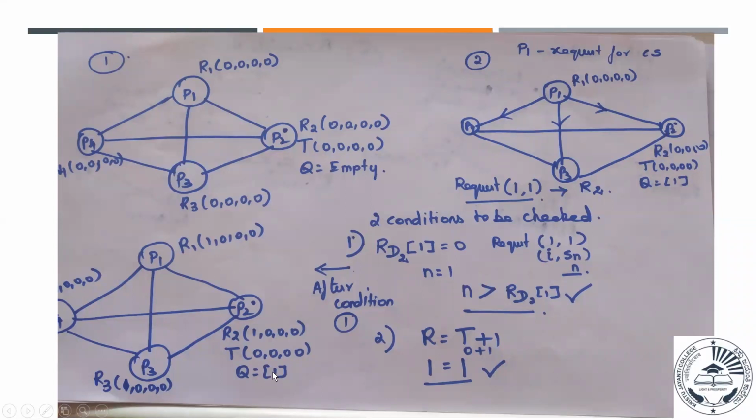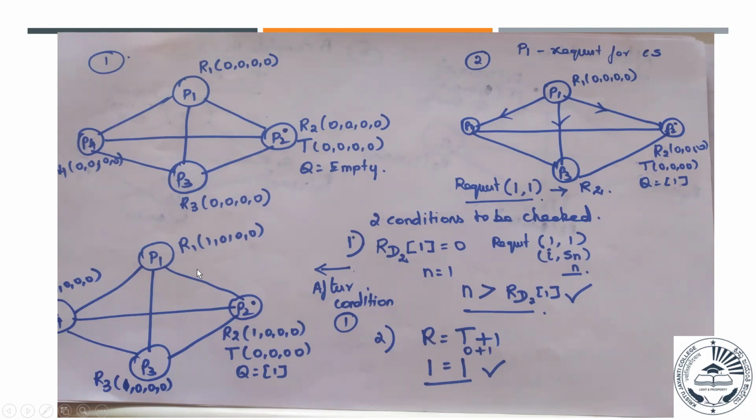Now what is the second condition they have to check? To release the token to that particular site which is requesting for the token. So R of I is equal to T plus 1. So what is the T plus 1? R is 1, T is 0. So R is equal to 1 is equal to 0 plus 1. 0 plus 1 becomes 1. So R is equal to T plus 1. So the value is equal. So now you can release the token to the site 1 which is requesting for the token.